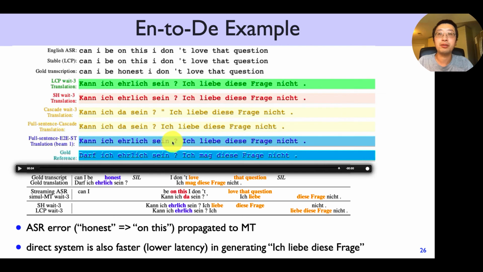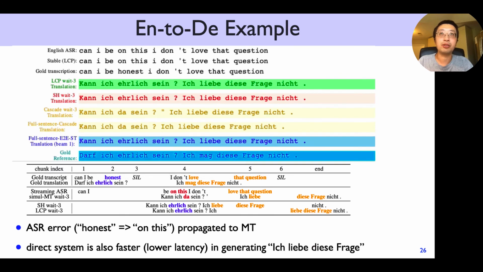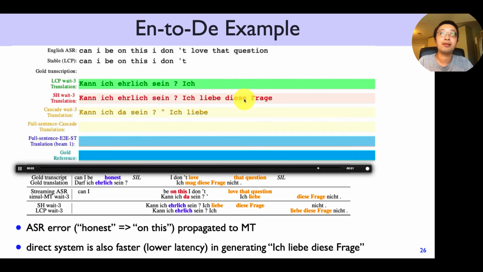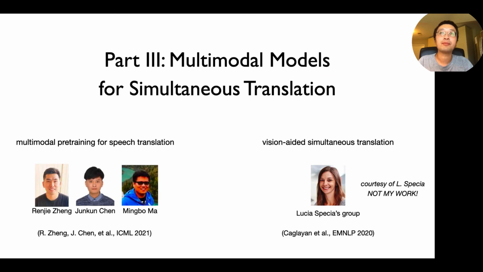And you can also notice that it's much faster than the cascade system. Like the Ich liebe diese Frage part is translated much faster. Can I be honest? I don't love that question. See, it's much faster, right?